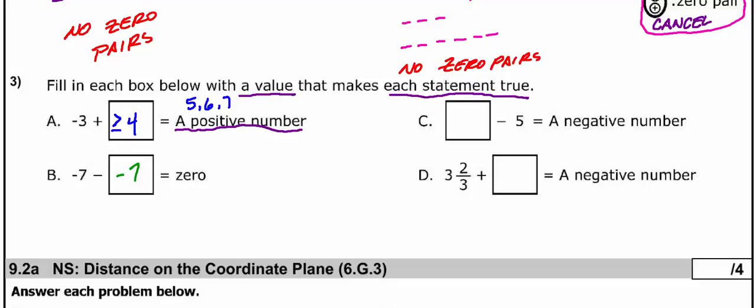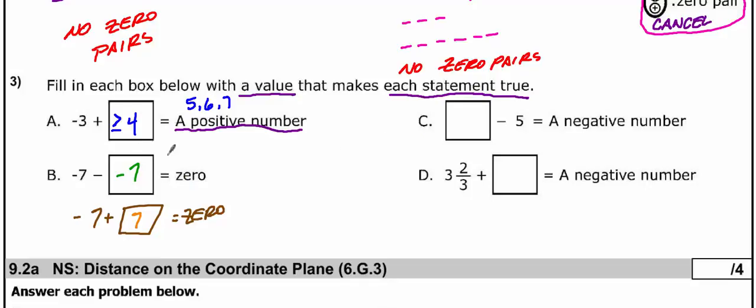Now, some of you put positive 7. You confused it with this problem: what would you add to negative 7 to get 0? The answer is 7. You would add the opposite. So you add two opposites together to get 0, but when subtracting, you have to subtract the number itself to get 0.